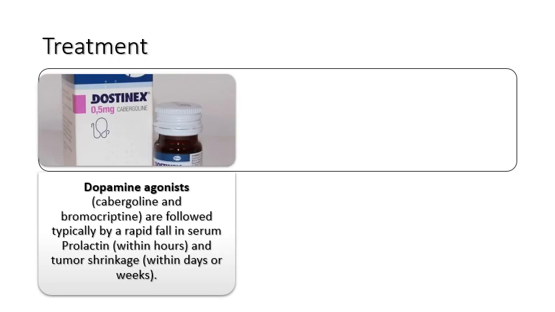Now let's talk about the treatment of the prolactinoma. Dopamine agonist is the medical therapy of choice, and medical therapy is the first line, the best and the most effective and curative treatment of the pituitary adenoma secreting prolactin, even if it is large enough. Dopamine agonist in the form of cabergoline or bromocriptine is typically followed by a rapid fall in the serum prolactin, even within hours, and is also associated with tumor shrinkage.